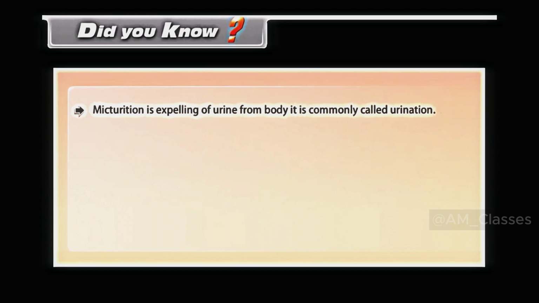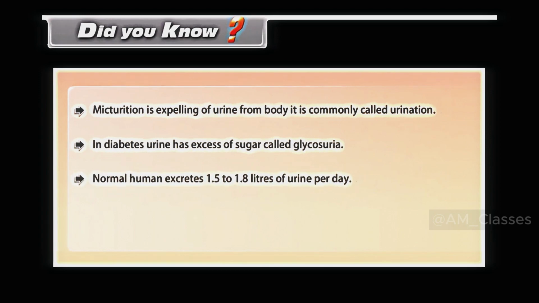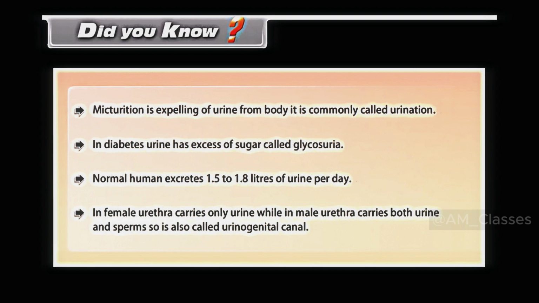Did you know? Micturition is expelling of urine from the body. It is commonly called urination. In diabetes, urine has excess of sugar, called glycosuria. A normal human excretes 1.5 to 1.8 liters of urine per day. In female, urethra carries only urine, while in male, urethra carries both urine and sperms, so it is also called urinogenital canal.